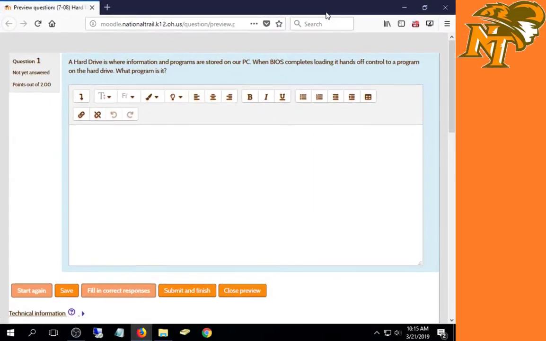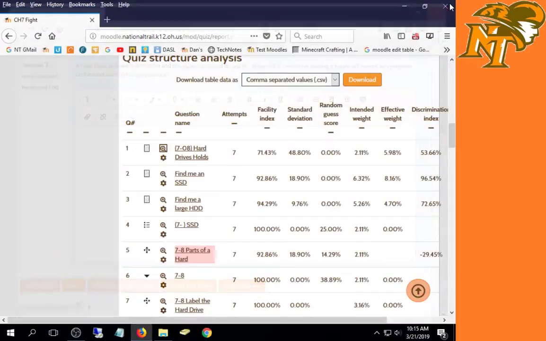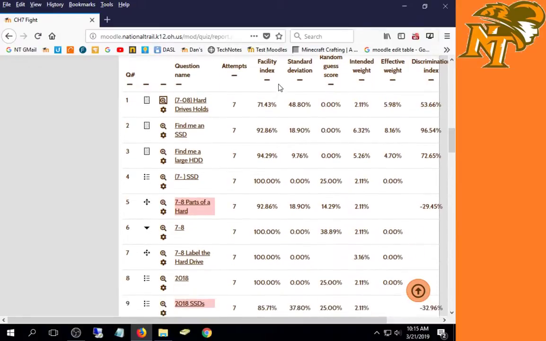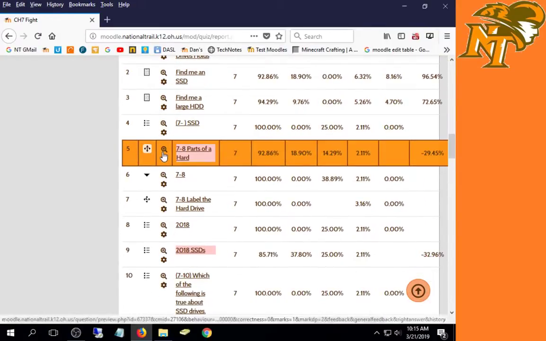So really, I don't know how anybody got this wrong. Hard drive is where information programs are stored. When BIOS completes loading, it hands off control to a program on the hard drive. What program is it? Operating system. Operating system. No one should have gotten that one wrong at all.